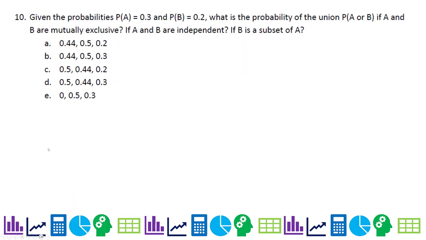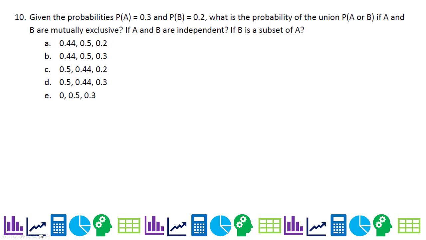Number 10. Given the probabilities P of A is 0.3 and P of B is 0.2, what is the probability of the union, probability of A or B, if A and B are mutually exclusive? What if they're independent? What if B is a subset of A? So these are 3 different problems, which is probably why most of these have 3 different answers.